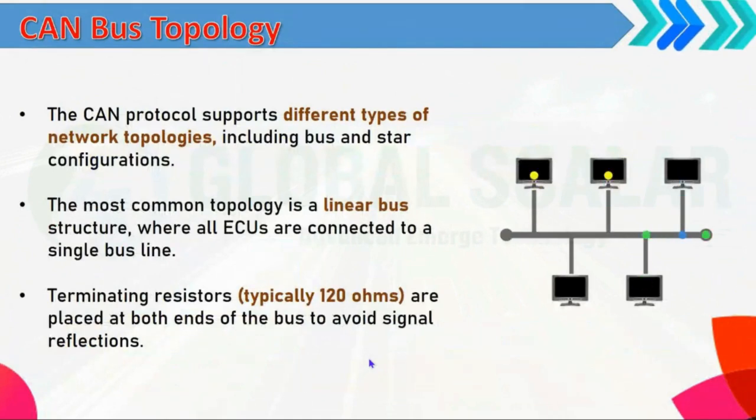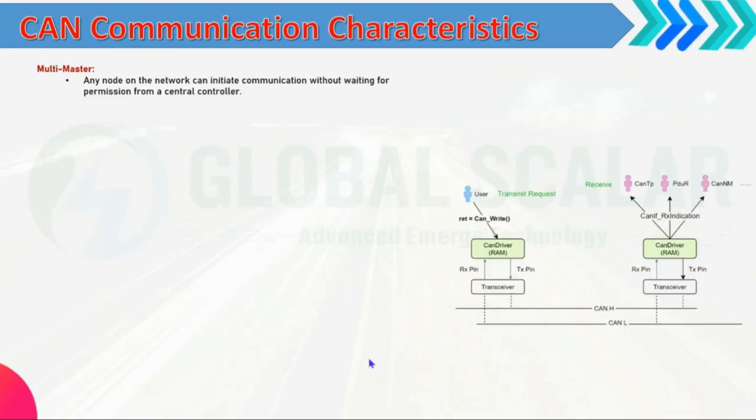There is no reserved bit in it, and here 64 bytes of data can be transferred. And coming to the bus topology, the CAN protocol supports different types of network topology, including bus or star configuration. The most common topology is the linear bus topology, where all nodes are connected to a single bus network. At each end of the two-wire junction, 120 ohm resistors will be configured at the board ends to avoid reflections.